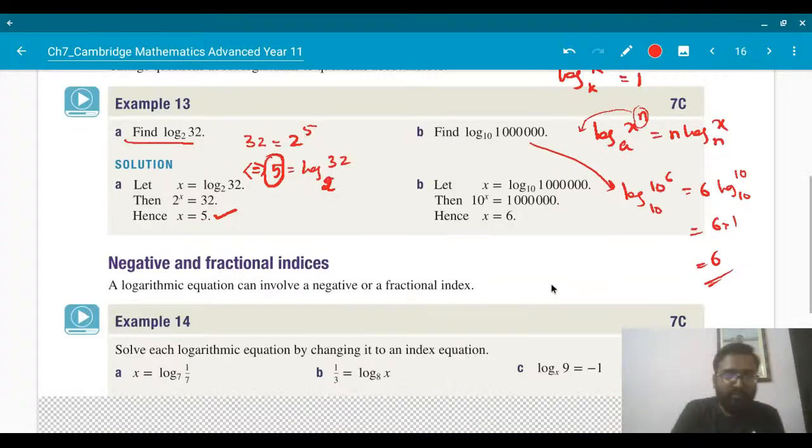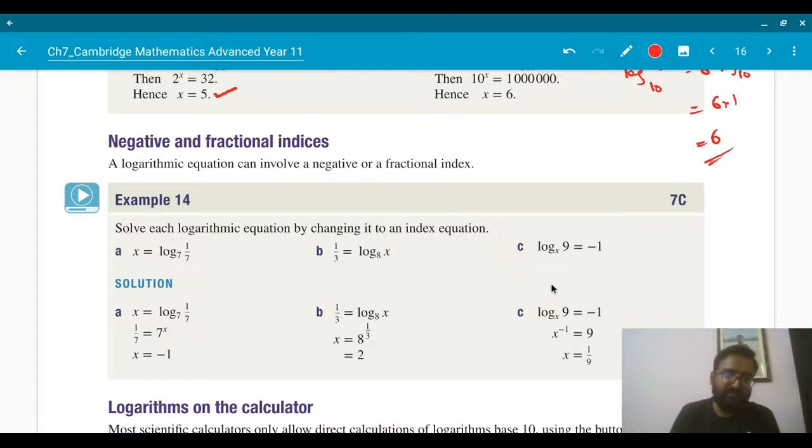Okay, so the negative fractions. Log is never defined on negative values. Log is defined on positive values only.